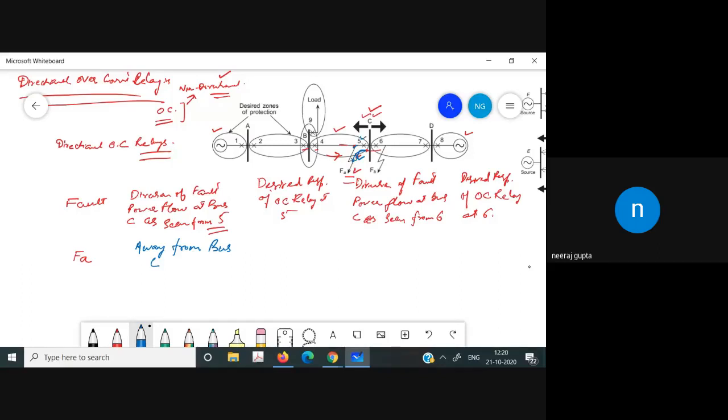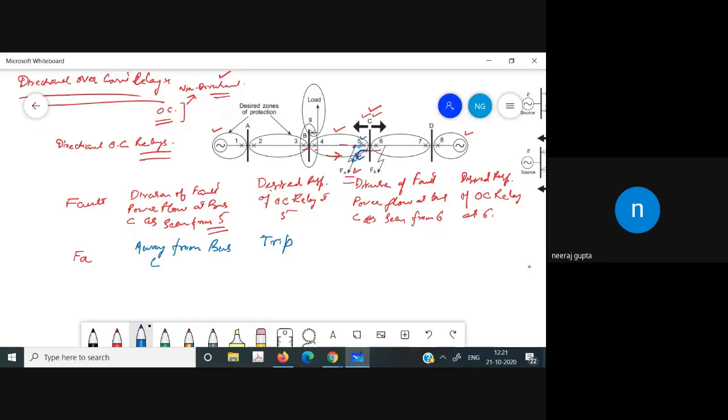So away from the bus C. It means that if the power is moving away from the bus C, it will sense that the fault is there. Then in that very case, what is the reaction at the bus 5? At this point 5, we have the protection system, circuit breaker and the relay. So it will trip.